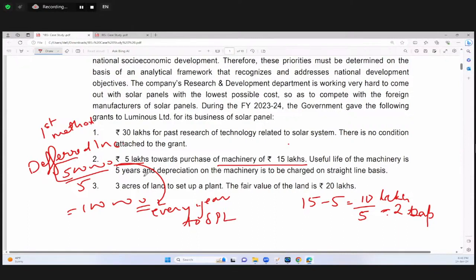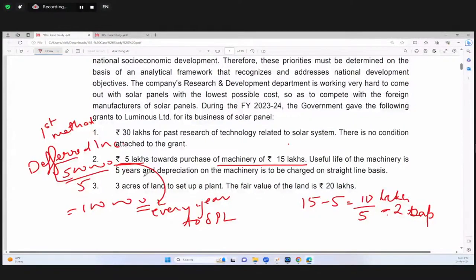Now, the third point is 3 acres of land to set up a plant. The fair value of the land is 20 lakh rupees. Here, you are not being provided any grant against the asset, you are being provided the asset itself. So in this case, the government is giving you an asset, not a grant against an asset. When an asset is provided as a grant, there are two ways of doing it.